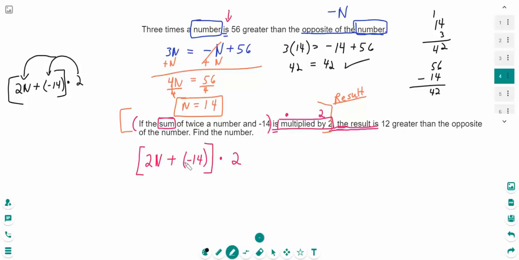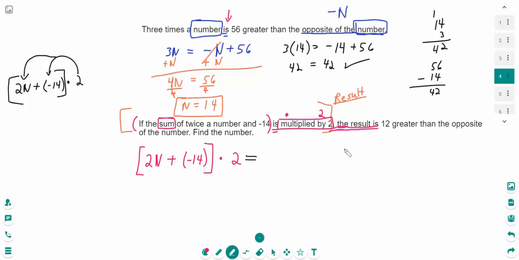All right, so 2 times a number plus a negative 14, that whole sum is being multiplied by a 2. Now, we have a comma. We indicated before that this is where our equal sign is going to be. All right, and then we're going to keep going. The result, and again, all of this red color that we have over here, I guess I'll call it magenta, is 12 greater than the opposite of a number.